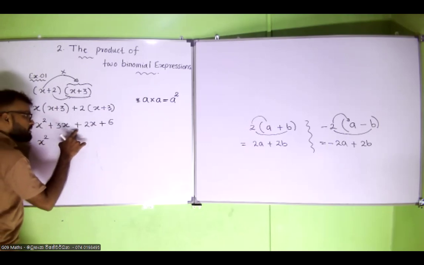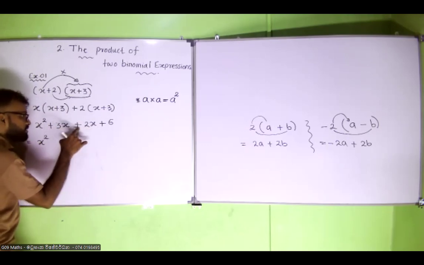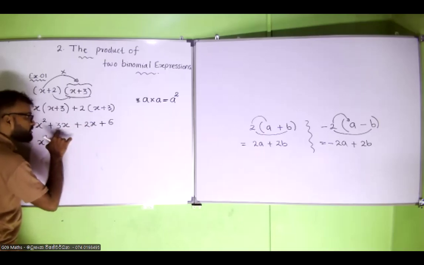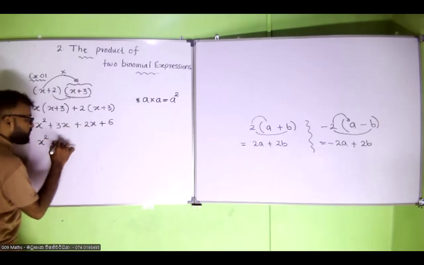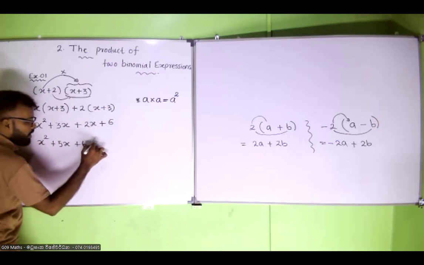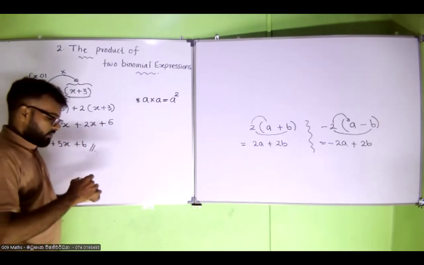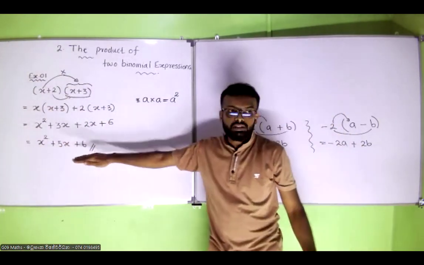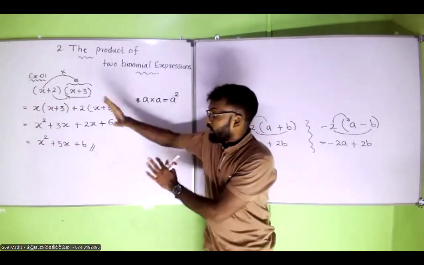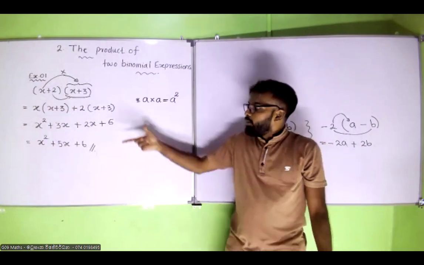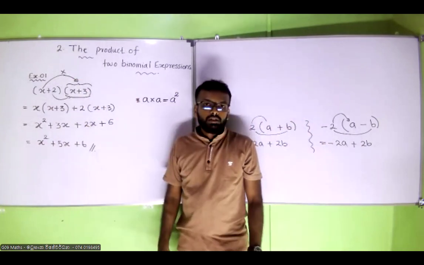3 apples plus 2 apples. 3x plus 2x, similar terms. 3 plus 2, positive 5x. Plus 6. Done, right? But easy. So this is the answer. Write this down and I want you to try by using the same method.